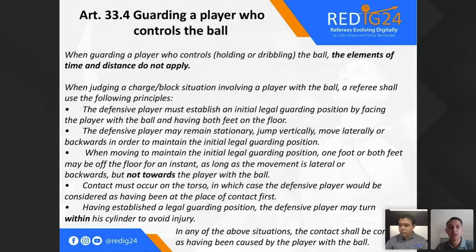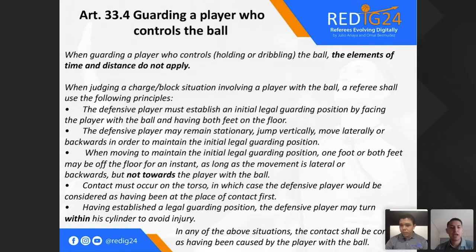Second, the defensive player may remain stationary, jump vertically, move laterally or backwards in order to maintain the initial legal guarding position. Third, when moving to maintain the initial legal guarding position, one foot or both feet may be off the floor for an instant, as long as the movement is lateral or backwards, but not towards the player with the ball. Fourth, contact must occur in the torso, in which case the defensive player will be considered as having been at the place of the contact first.